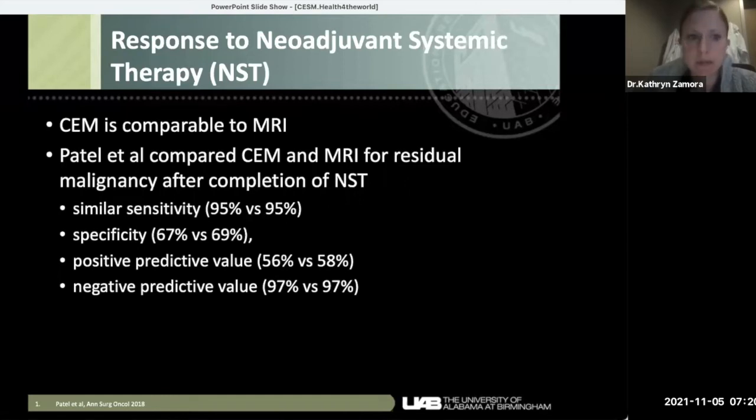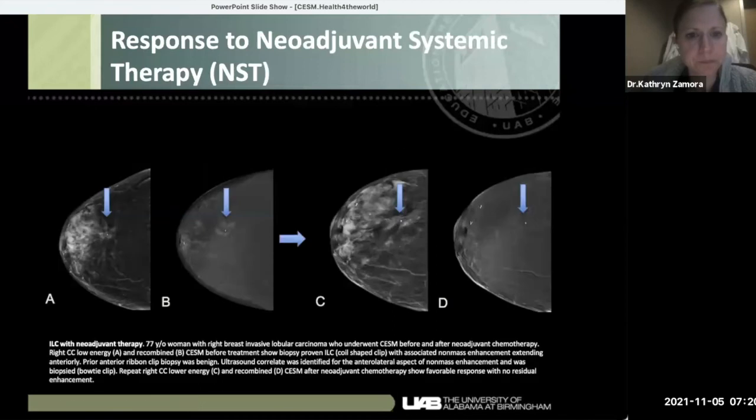Response to neoadjuvant systemic therapy. Contrast enhanced mammography has been shown to be comparable to MRI in this respect. One example, Patel et al. compared contrast enhanced mammography to MRI for residual malignancy after completion of neoadjuvant systemic therapy, and showed very similar sensitivity, specificity, positive predictive value, and negative predictive value. You can see those numbers here. Here is an example of a case that we performed for response to neoadjuvant systemic therapy.